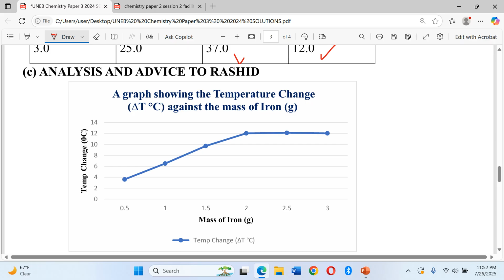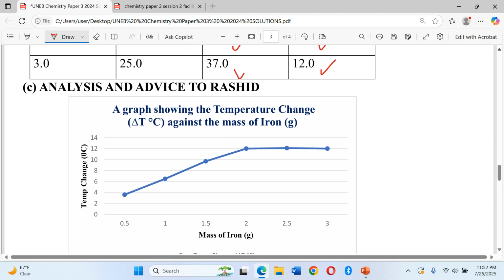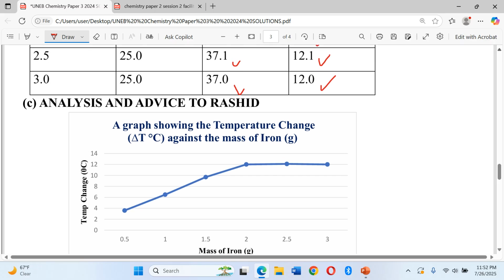You can see when it was 3 grams, I'm just looking up here. Maybe let me just bring the table a little bit. Okay, there. When it was 3 grams here, the temperature change is 12. When it was 2.5, the temperature change was 12.1, somewhere there, like that. So you can see my graph is clear.